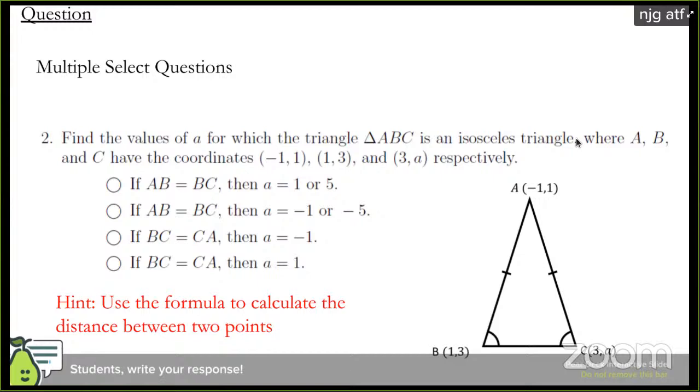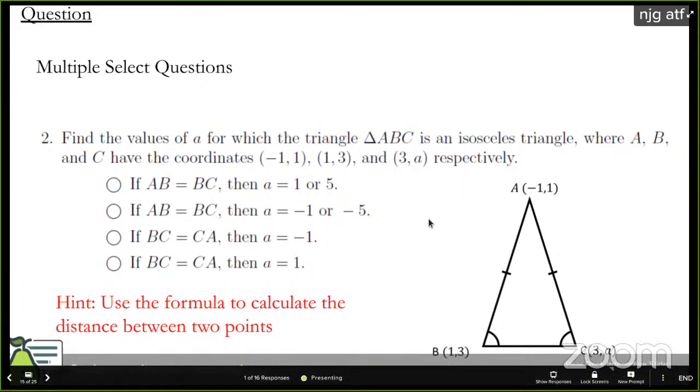Option A: if the length of line segment AB is equal to BC, then a is equal to 1 or 5. Option B: if the length of line segment AB is equal to the length of line segment BC, then a is equal to -1 or -5. Option C: if BC is equal to CA, then a is -1. And my final option D: if BC is equal to CA, then a is equal to 1. So you have been given four options, and I just want to know which options are correct.